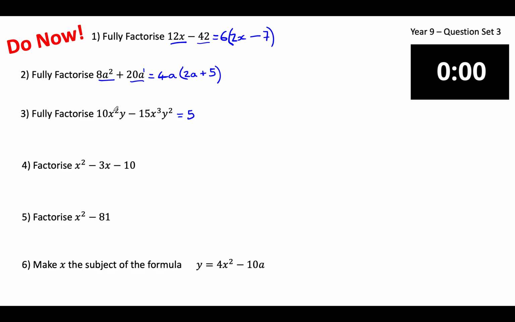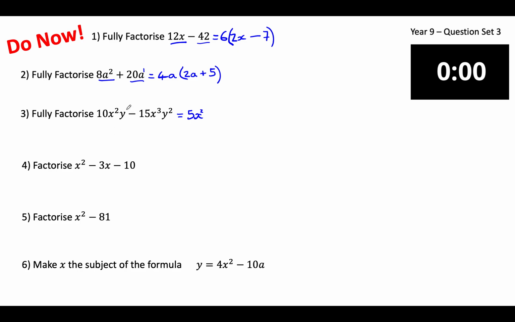Now this one's got x squared, and this one's got x cubed. So you need the smallest of those, because they both need to have it. This one's got x squared and another one. This one's got x squared. So they've both got at least x to the power of 2. So we'll put x to the power of 2 on the outside.